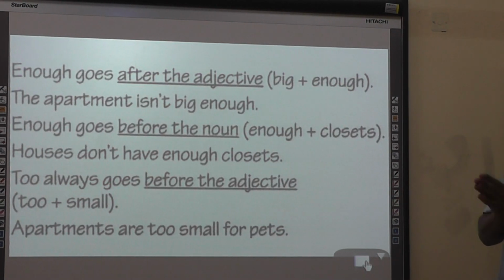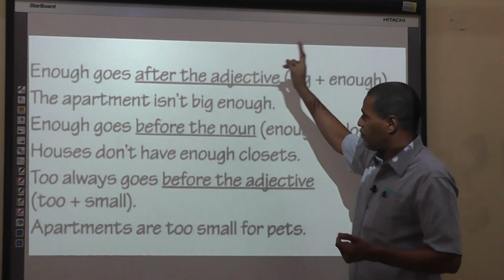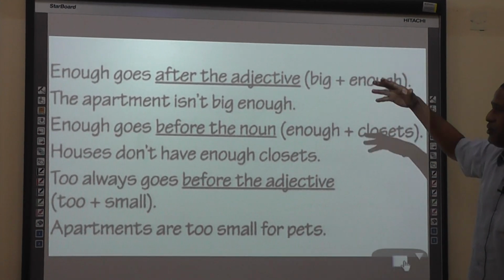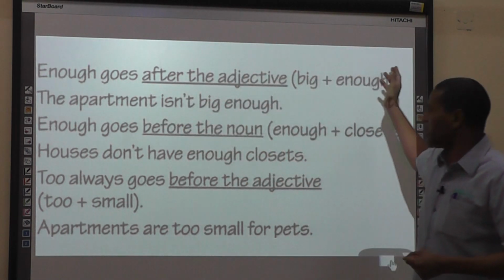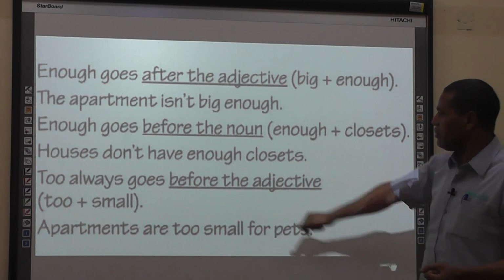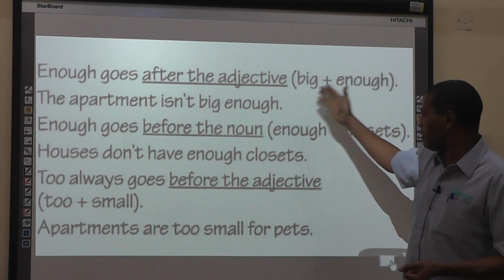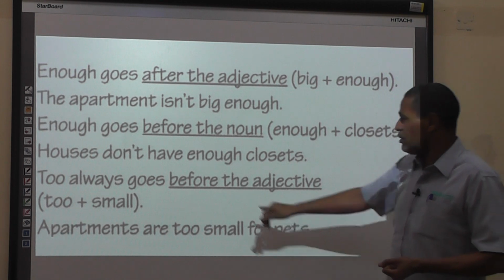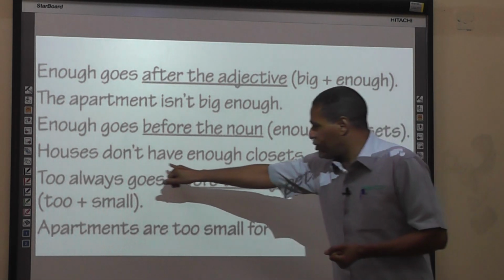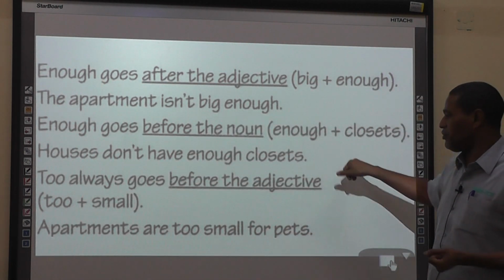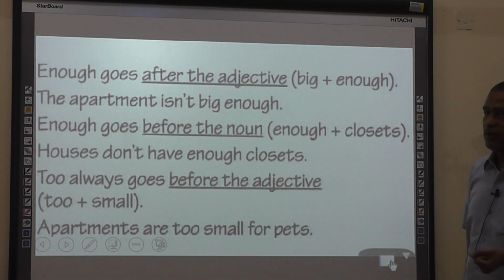In short, as a summary, here we can see enough goes after the adjective. When we use enough to make evaluation, we put it after the adjective. So we can say the apartment isn't big enough. Enough, if we are going to use it with a noun, it comes before the noun. So houses don't have enough closets. Too always comes before the adjective. So apartments are too small for beds.